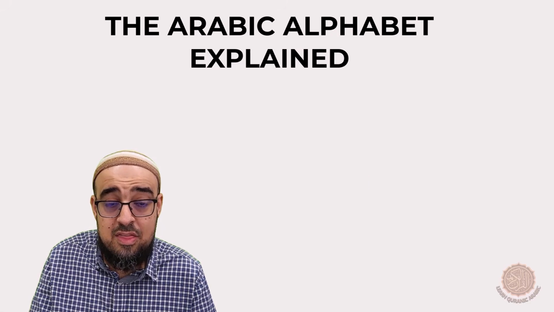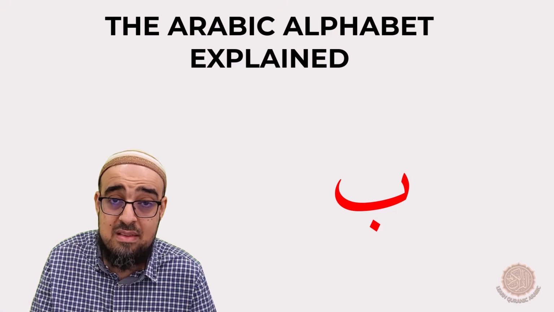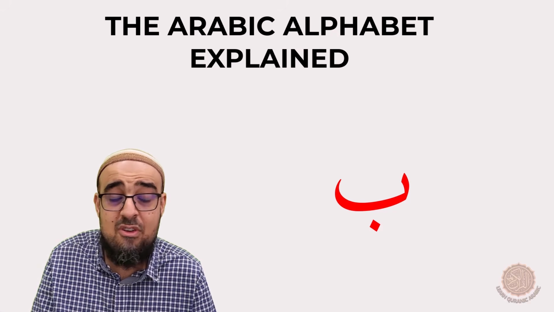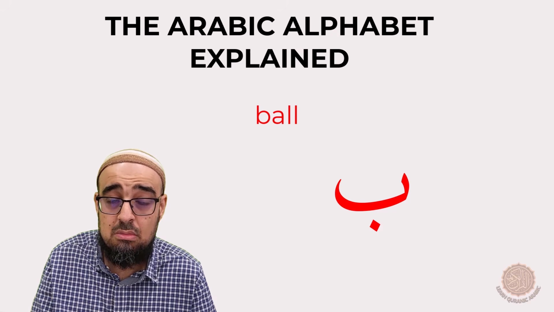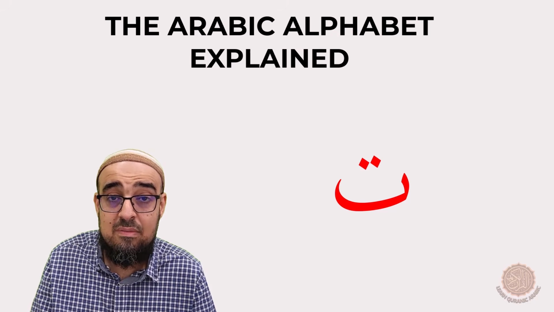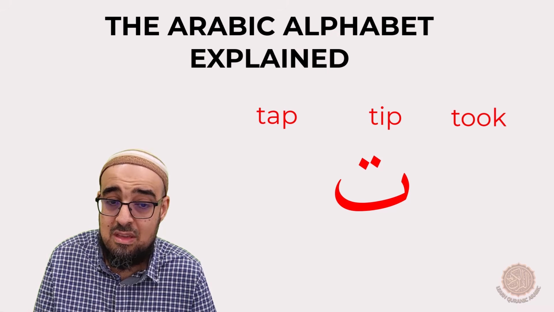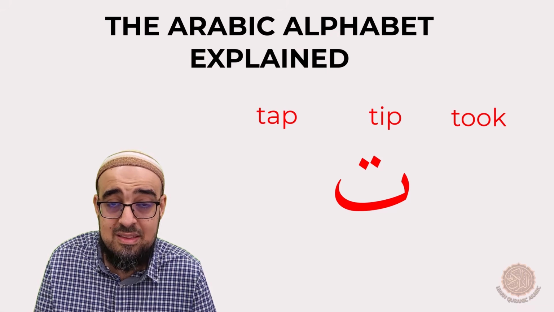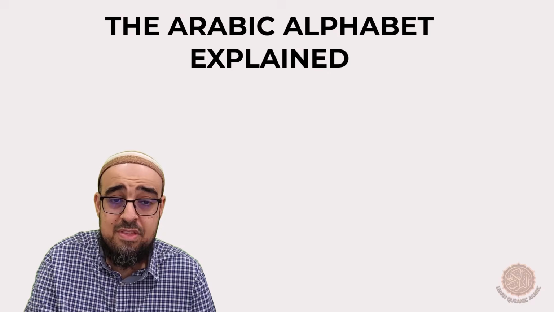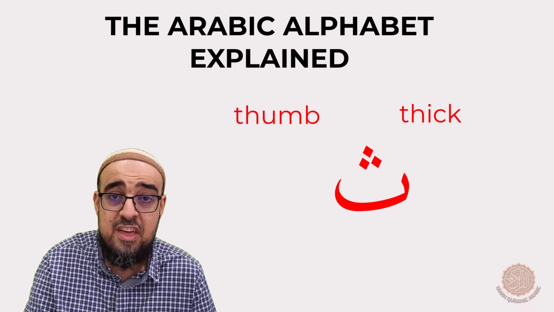Next, the Ba. Ba is very straightforward. It's just like the B sound in English. It's very simple. Ball. Big. Bull. Next we have the Ta. T sound. Tap. Tip. Took. Okay, so it's just the T sound. Next we have the Tha, like the word thumb. Thick.